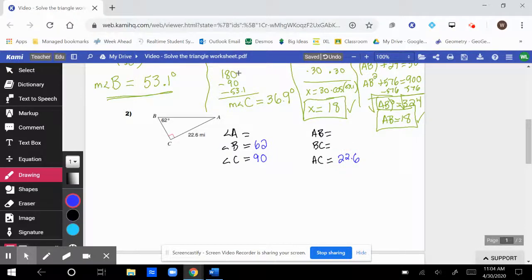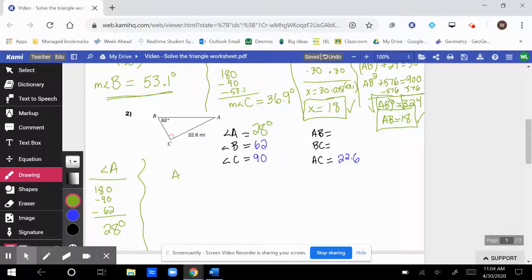Okay, so the first thing I would do is for angle A, again, I would not use trig. I would use the triangle sum theorem. You know the three angles have to add to 180. So subtract the two that you know, and the missing angle A has to be 28 degrees. Okay, and you want to check your work, add those three angles, make sure they add to 180.